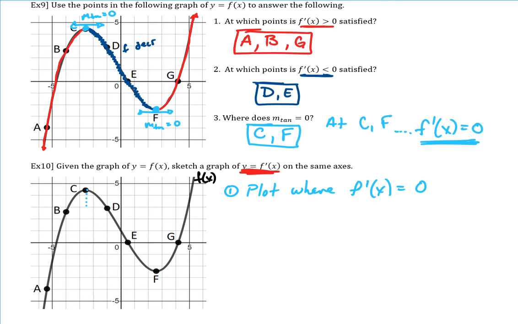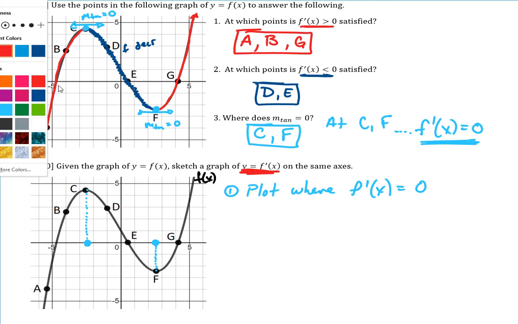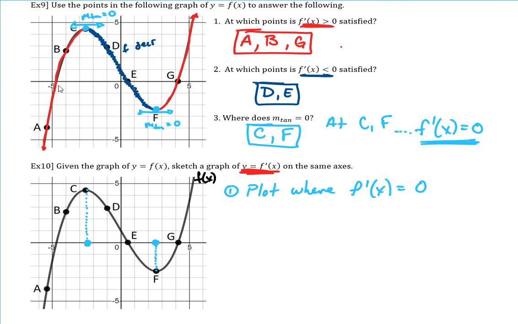So that means f prime of x equals 0 where these have their peaks. I'm going to plot that on the x-axis number line, and do the same thing to get those points. Now let me use my colors again with the red. Wherever this graph is red, I need to be above the x-axis. So where my f of x increases is where my f prime of x is above the x-axis.